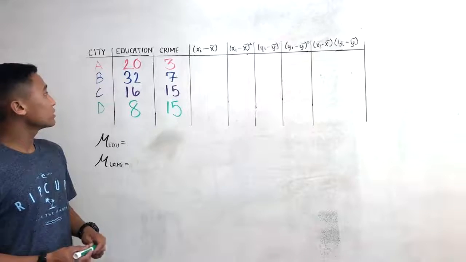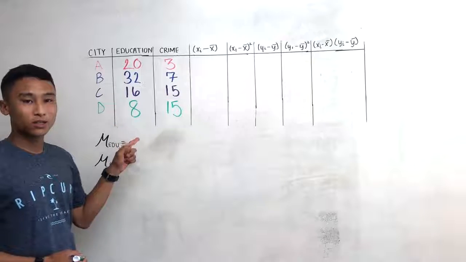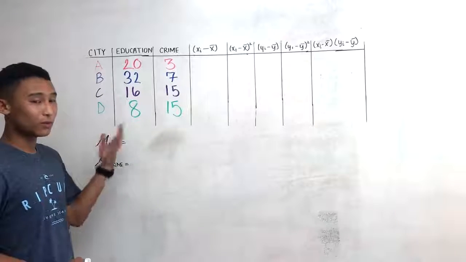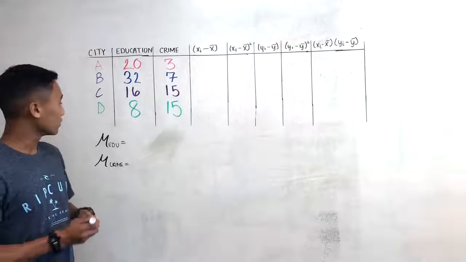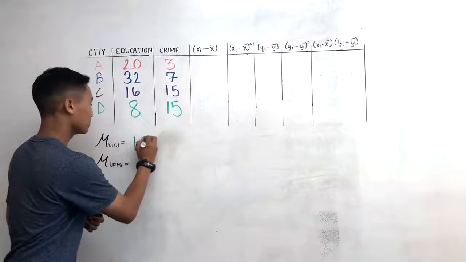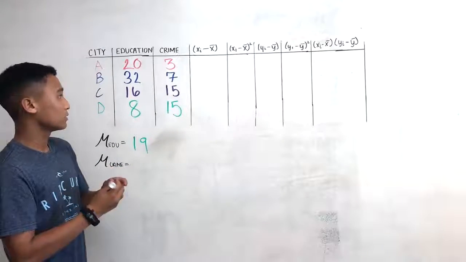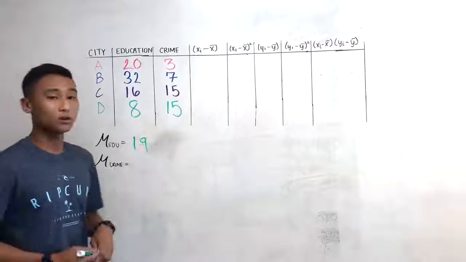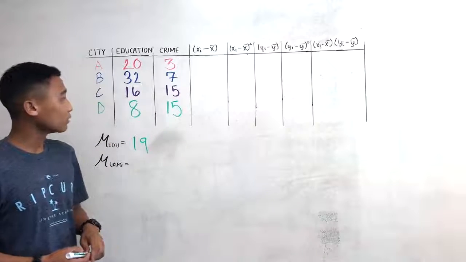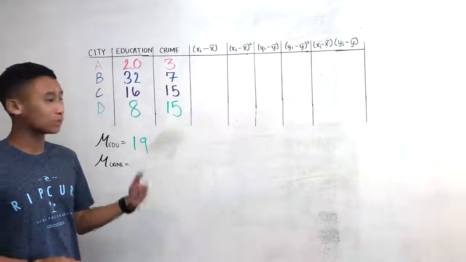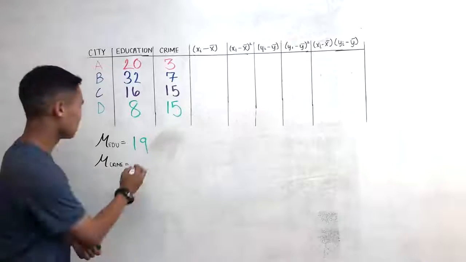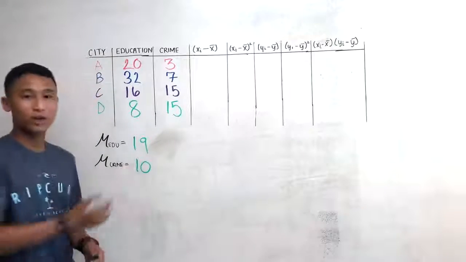So for education, we're going to add all of these up. That's going to equate to 76, and we're going to divide it by the total, 4. That's going to be 19. And for crime, same thing. We're going to add this all up. It's going to add up to 40 and divide it by the total. So 40 divided by 4 is 10. And those are our averages.